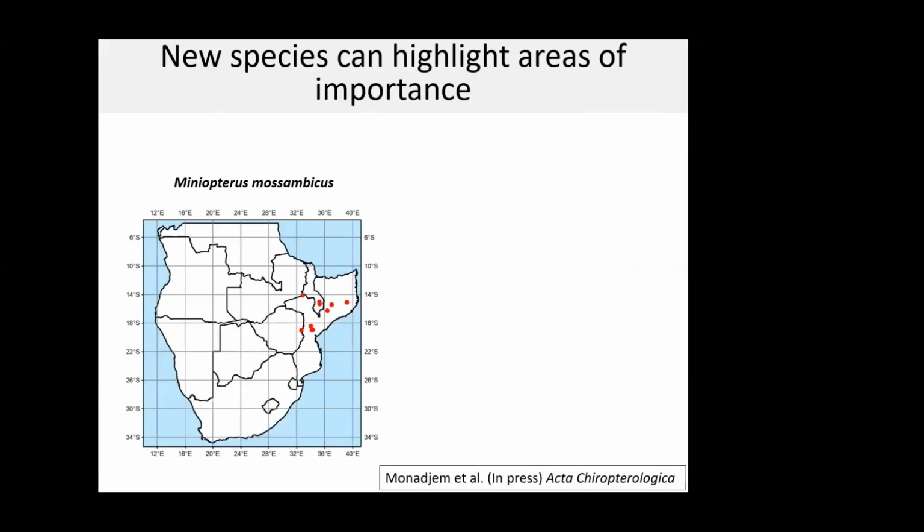So the third example, a very short example of how taxonomy and basic survey work can be important to conservation. Here is the distribution of a species that we described in 2013, Miniopterus mozambicus. It occurs throughout much of Mozambique, in Malawi, some of Zambia, and recently the Patterson group has also recorded it from East Africa. So it's widespread in the region and nothing really to worry about.